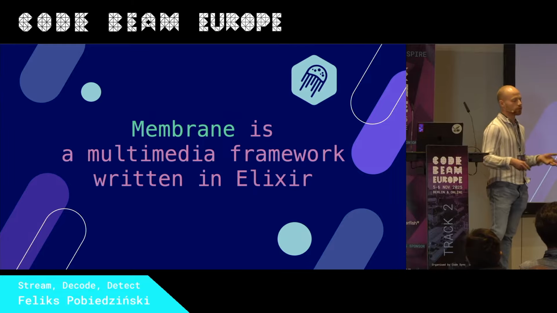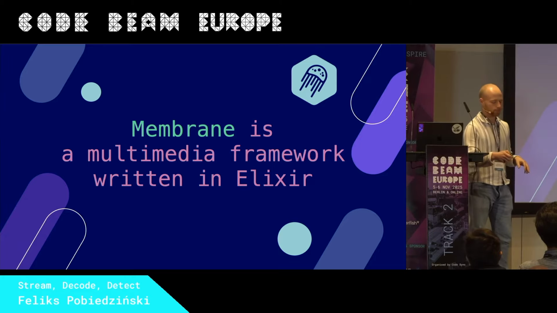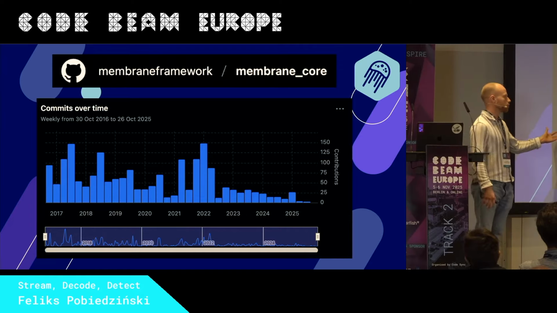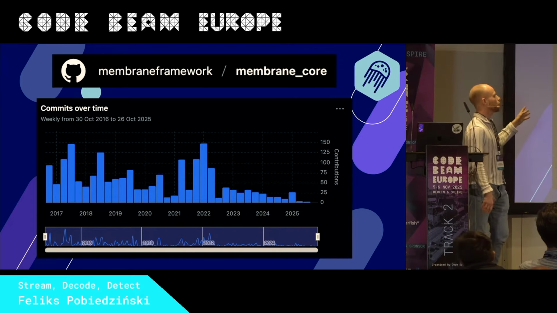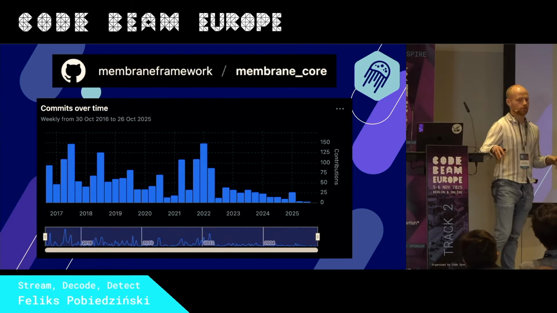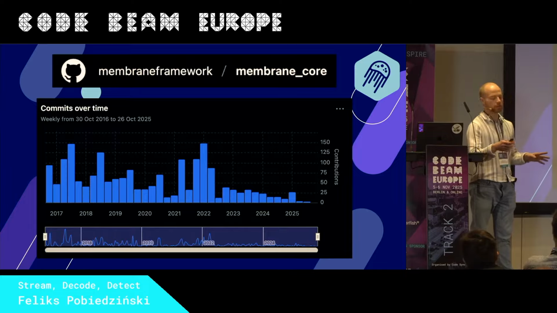Membrane is an Elixir framework for building custom multimedia processing pipelines. We've been developing this framework for the last few years. Here you can see the chart illustrating contributions to the Membrane Core repository. And Membrane Core is the base of the framework, and it's only a part of the whole Membrane ecosystem.